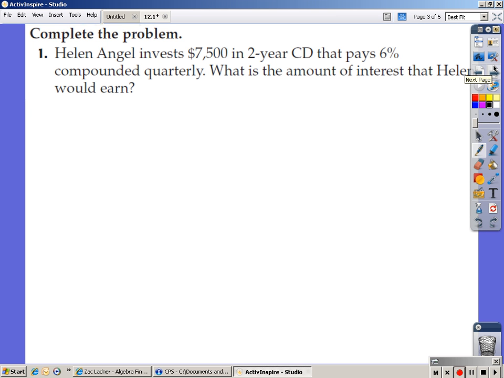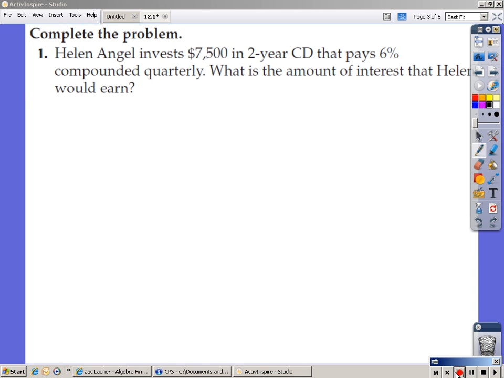Okay, it says Helen Angel invests $7,500 in a 2-year CD that pays 6% compounded quarterly. What is the amount of interest that Helen would earn? Go ahead and try this. Now remember, it's compounded quarterly, so instead of dividing by 12 or multiplying by 12, you're going to divide and multiply by 4 to find the R and the N. I'm going to press pause. Go ahead and press pause and take a minute and work the problem.